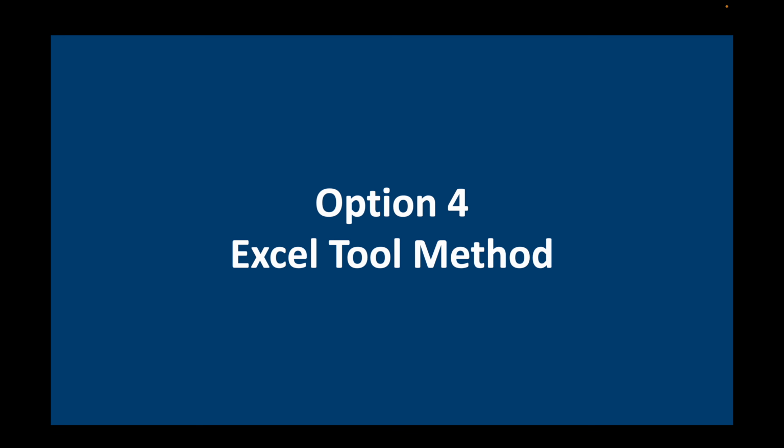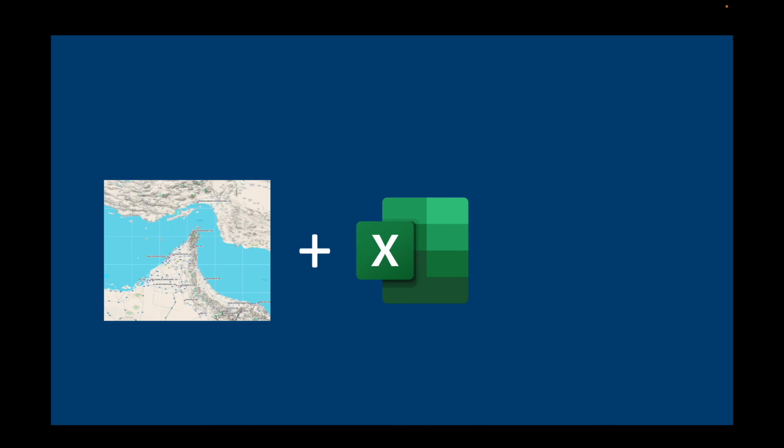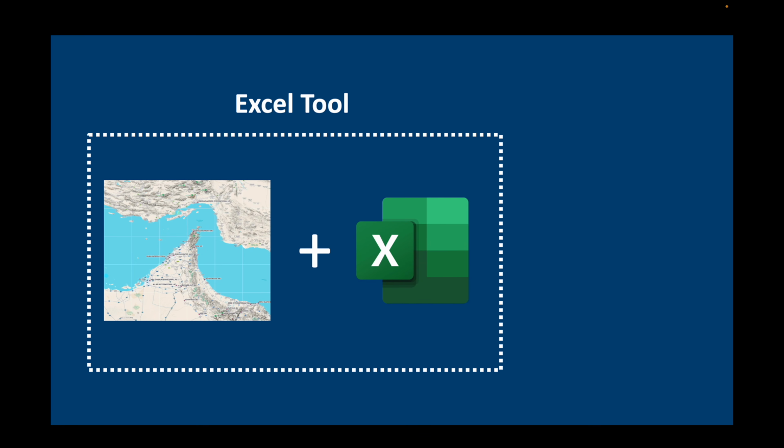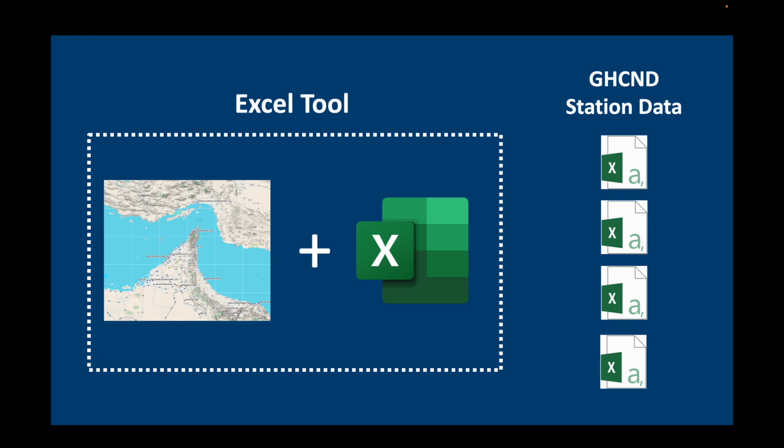Okay, the fourth option is the Excel tool method. Basically, it's an Excel spreadsheet with an embedded map. And this Excel tool links to individual GHCND stations around the world to download the data. So there's two jobs that need to be done. First of all, we need to create a map, and then secondly, we need to create the links to the data. So let's get started.